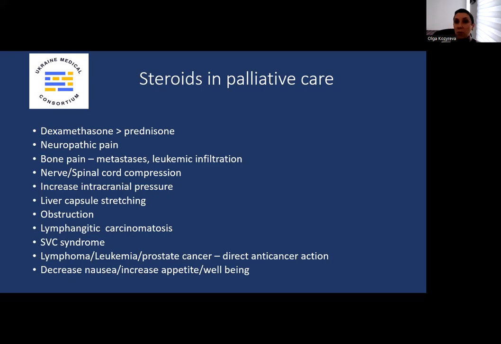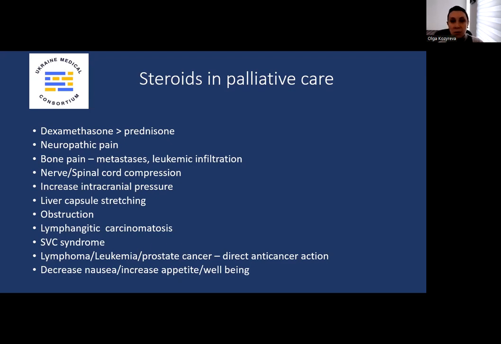It's good for bone pain related to metastasis or bone pain related to leukemic infiltration. For example, a patient who has AML, acute myelogenous leukemia, or any acute leukemia can have significant bone pain due to leukemic infiltration. Steroids can take this pain away within hours, and it sometimes works better than opiates.